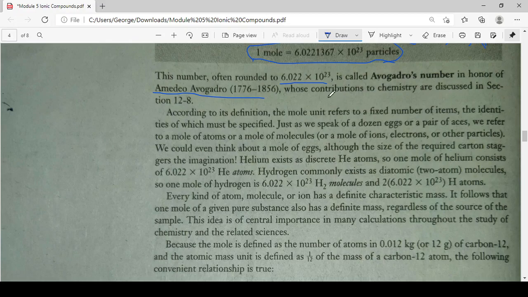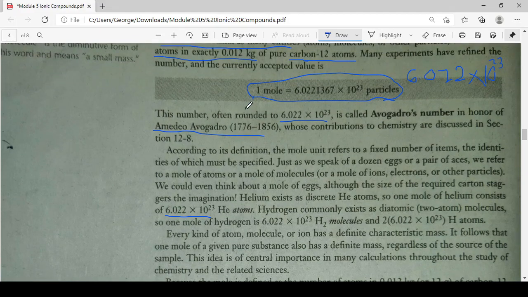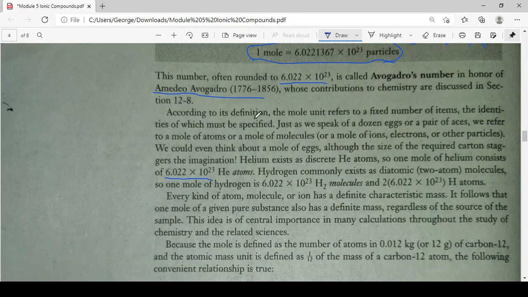Helium exists as a discrete He atom. So 1 mole of helium consists of 6.022 times 10 raised to the power of 23 helium atoms. Again, whatever the compound is, kids, 1 mole is 6.022 times 10 raised to the power of 23.